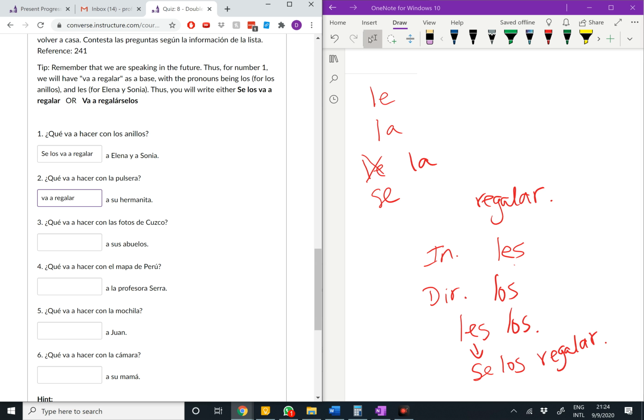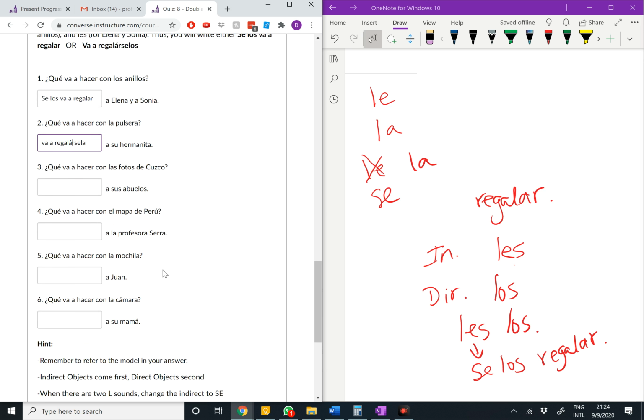Alternatively, you could say va a regalar se la, which means the exact same thing, but you have to put an accent over that A if you write it that way. And keep going like that, remembering that your base is va a regalar, and you're figuring out the direct and indirect objects and where to place them around that.